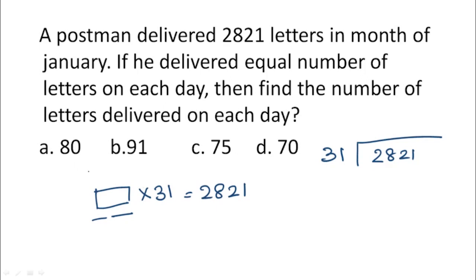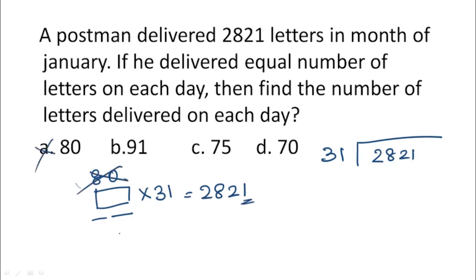Let us say the number of letters that he delivers per day is 80. Then in 31 days, how many letters will he deliver? 80 multiplied by 31. But will that answer be 2,821? No, it will not be. Whatever be the answer, when you multiply 80 and 31, the answer will end with a 0. Here it is ending with a 1. So this is not possible. So this option is wrong.